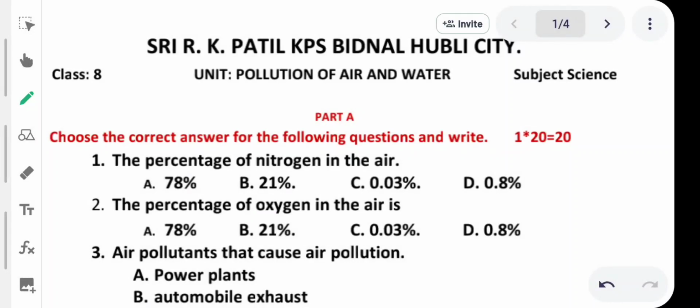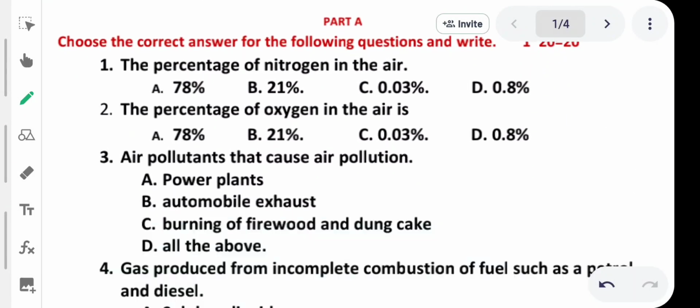Children, today we'll discuss the unit pollution of air and water for our SAS exam. Let's get started.